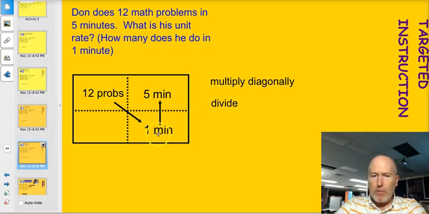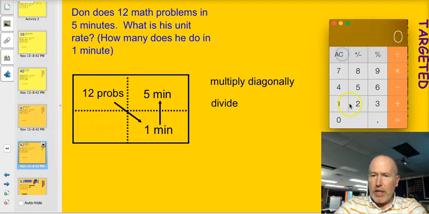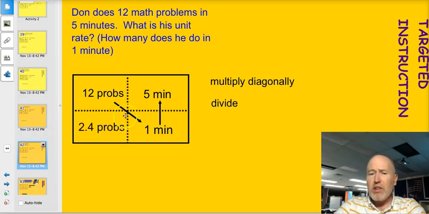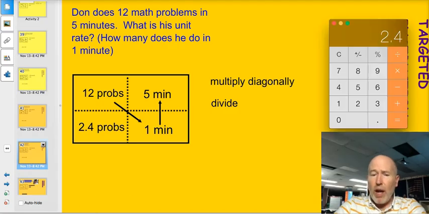Well, we pop 12 times 1 in, and I'm just going to do this one because I know this is kind of a weird one here. We take 12 times the 1, and then we divide that number by the 5, and we get 2.4. 2.4? Something must be wrong. No, kids, don't worry. Sometimes you will get a decimal. Just verify your answer. 2.4 problems in 1 minute. It looks right. If it is right, I can take that 2.4 times the 5, and I should get 12.